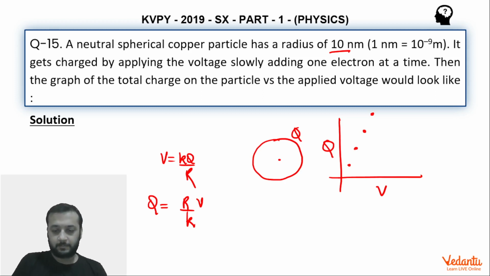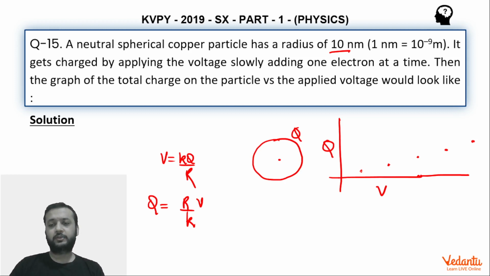So actually it will be this type of graph, which has a very small slope. You can see that the graph should have a very small slope, but that is not the concerning point. The concerning point is that in my opinion it should have dots, because the charge is being added in a discrete manner and not in a continuous manner. We are adding one electron at a time, so it is being added in a discrete manner.